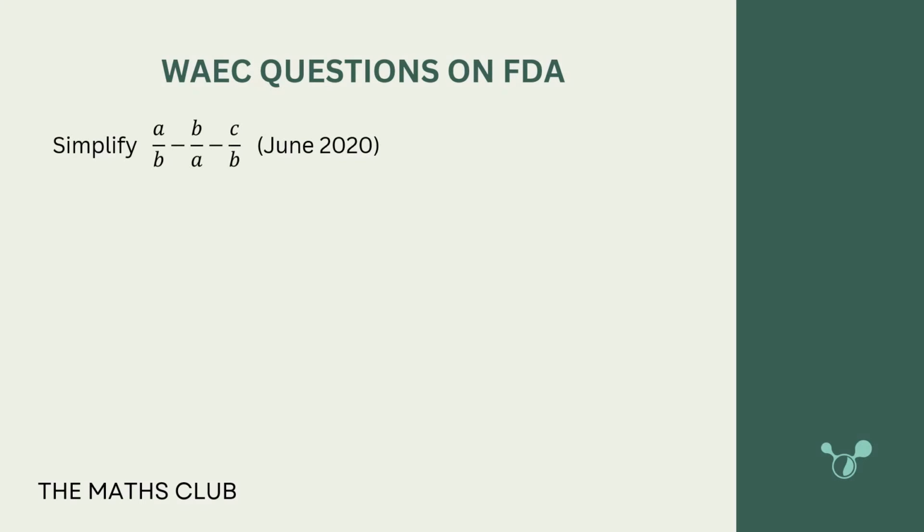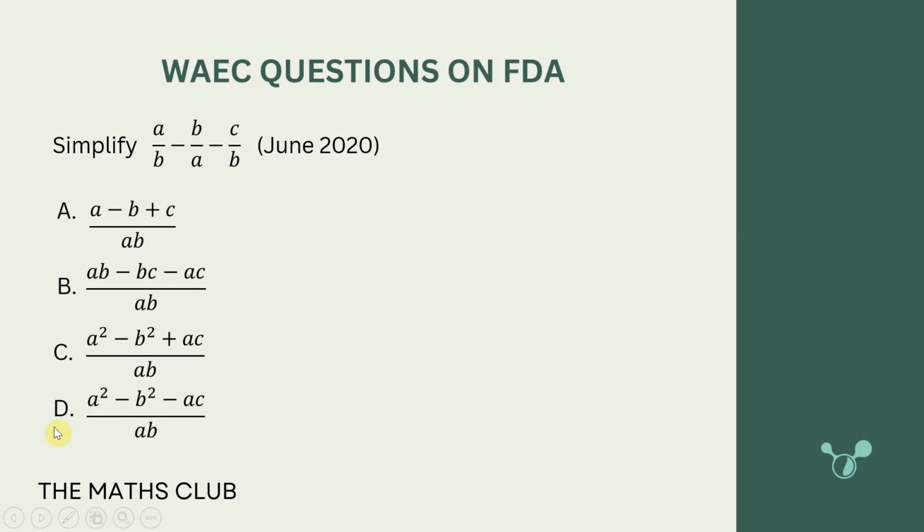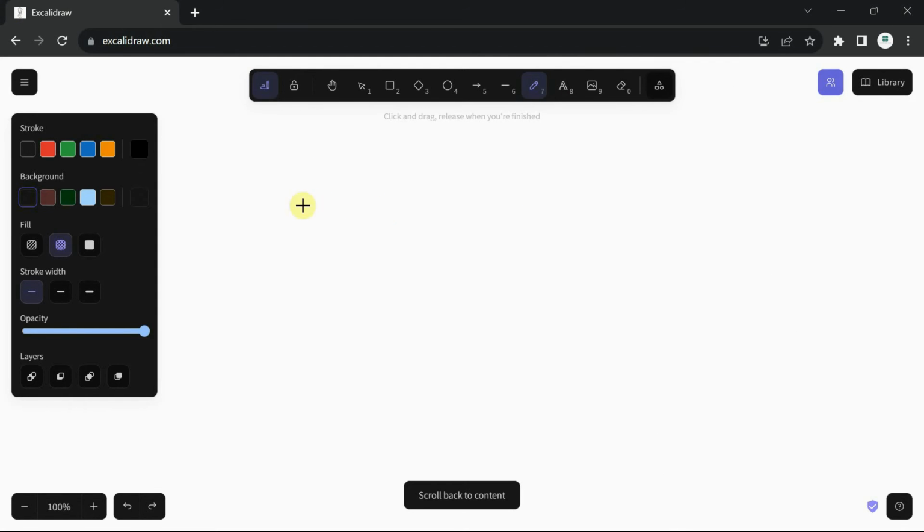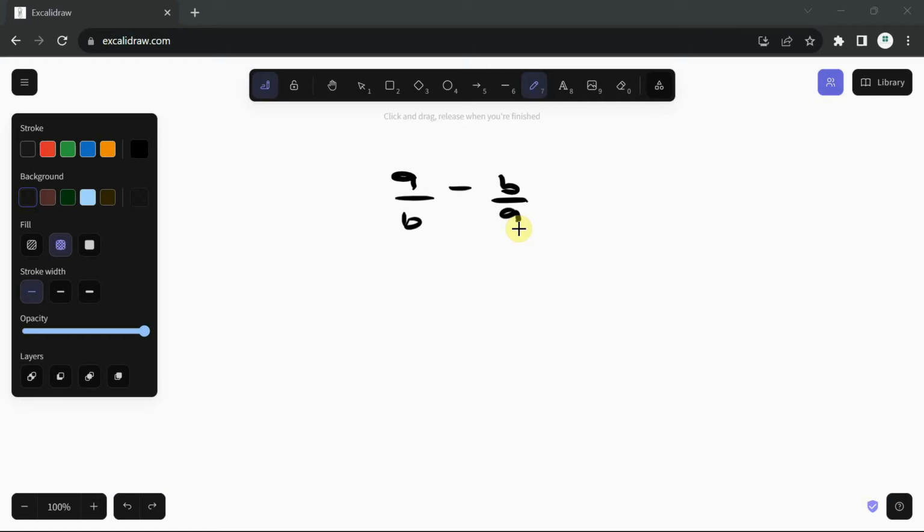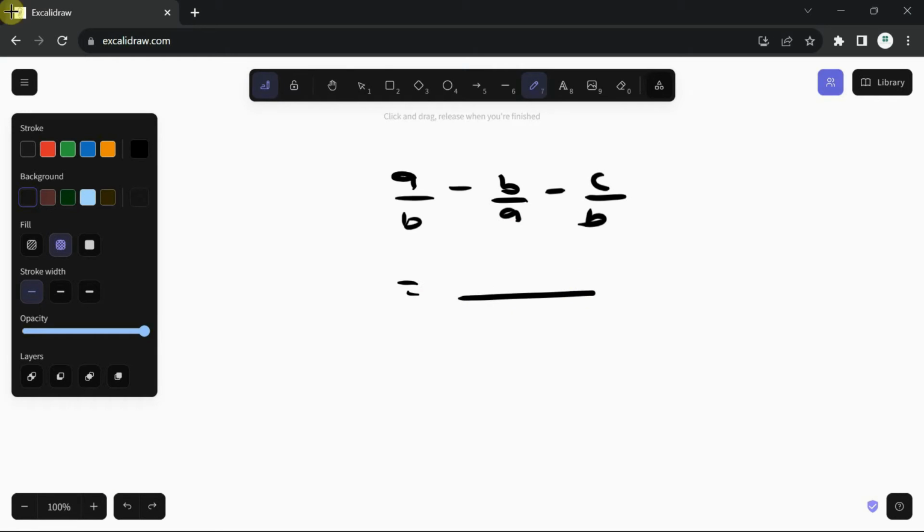So this question says that we should simplify A over B minus B over A minus C over B. So A over B minus B over A minus C over B. Right. So let's find the LCM of these. What's the LCM of these? We only have 2 values, A and B. So the LCM is just multiplication of A and B.